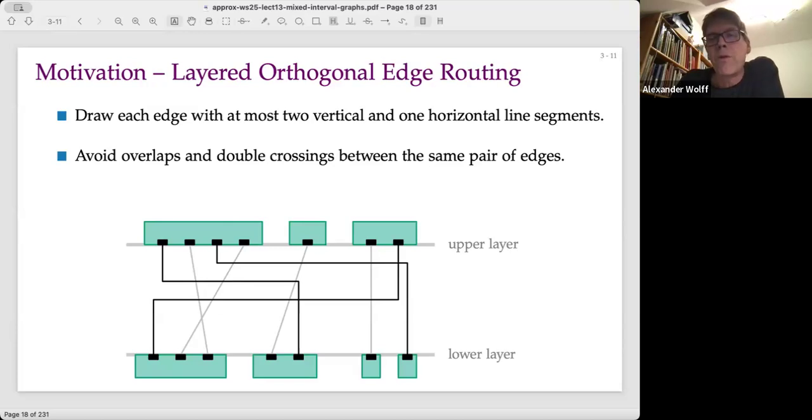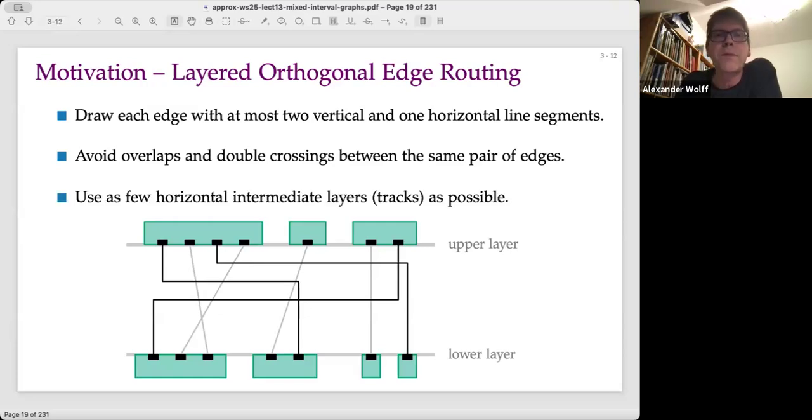And what we want to optimize is the in-between layers that we need for these middle segments. So we want to use as few of these as possible.